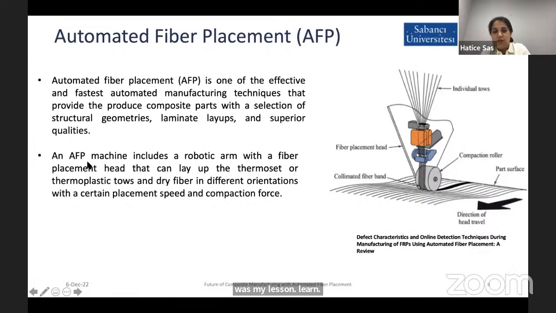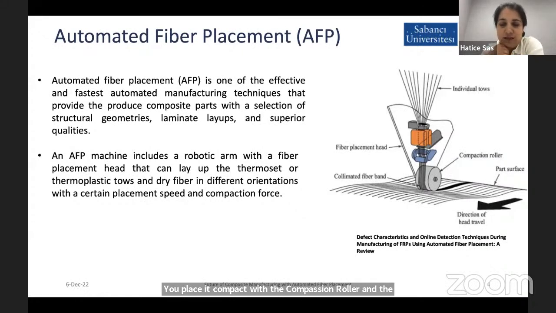With Research 4.0 and Composite 4.0, it is promoting the recently popular composite manufacturing tool, automated fiber placement. Automated fiber placement is one of the most effective and fastest methods, which promotes automated composite manufacturing. It enables manufacturing composite parts with complex geometries, with different lamination layups, and for high performance applications addressing aerospace grade materials. With this AFP machine, we have a robotic arm, the individual tow tapes come in, and you place it, compact it with the compaction roller, and with the heat source, either laser or infrared technology depending on your material, you apply the heat and then consolidate your material, laying it up in your desired pattern. This is what the automated fiber placement device does.